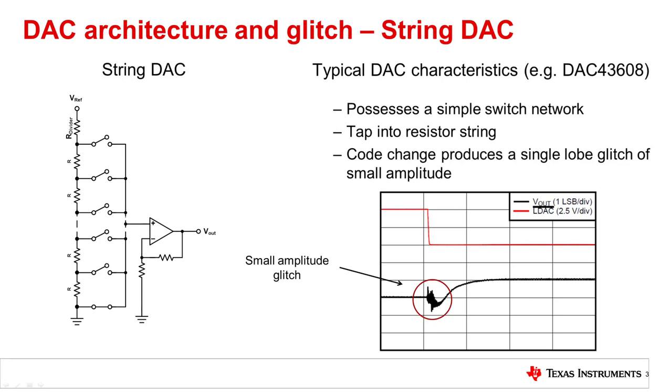Let's first discuss the architecture of a string DAC, such as the DAC43608, which in simple terms includes multiple resistor and switch pairs. Each pair represents a code, meaning that when you change any code, only one switch will close, while another one will open, which is when a glitch can occur, as caused by the charge injection of any switch opening or closing.